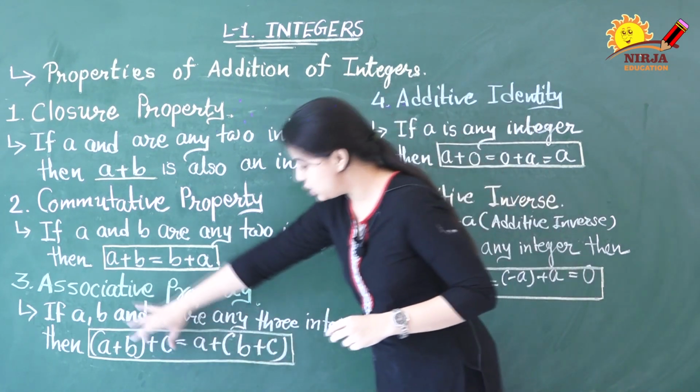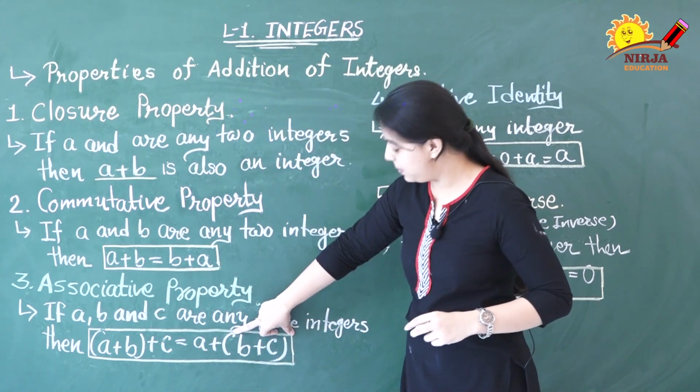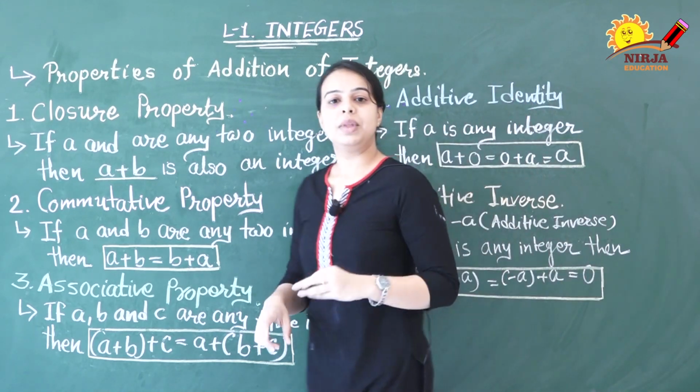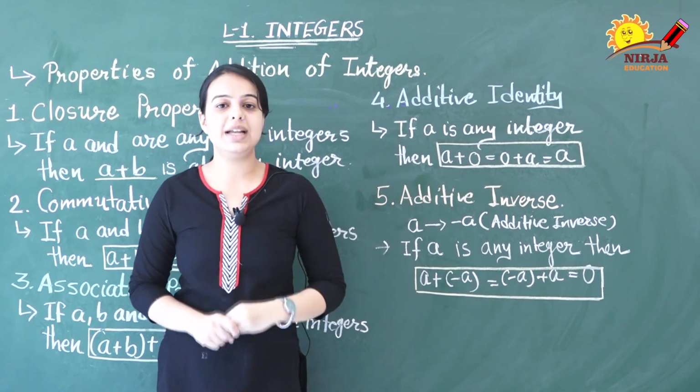That means if we are going to add A plus B first, then C, or if we are going to add B plus C first, then A, the result will remain the same. Fourth one is additive identity. What do you mean by additive identity?